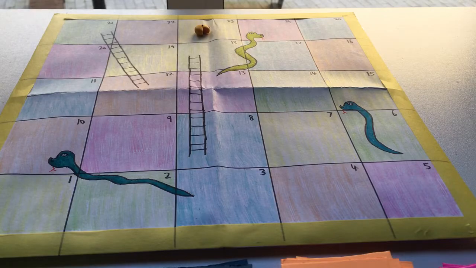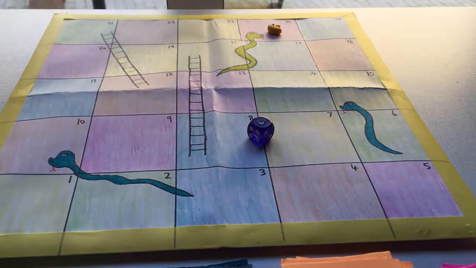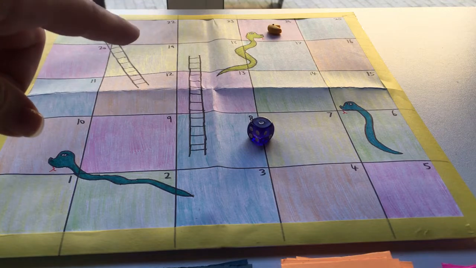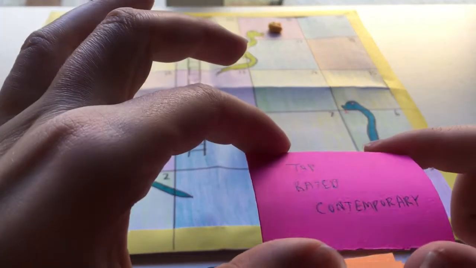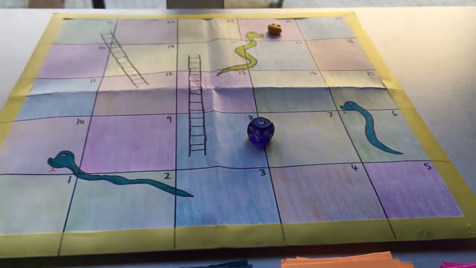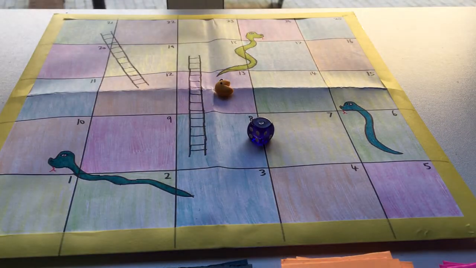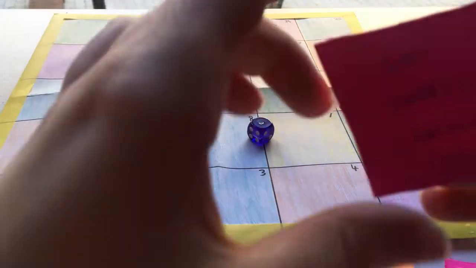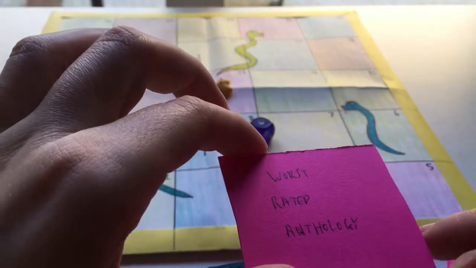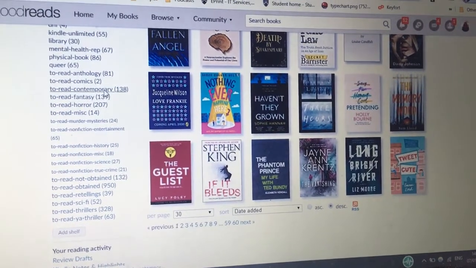And the final correction throw, 1, 24, which is a snake. So I'm actually going to have 2 more prompts, but the first one is pink, which is genre, and that is best rated contemporary. And then I go down the snake to number 13, which is another pink one, another genre one, worst rated anthology. Oof. Okay. Back on my shelves to read contemporary.